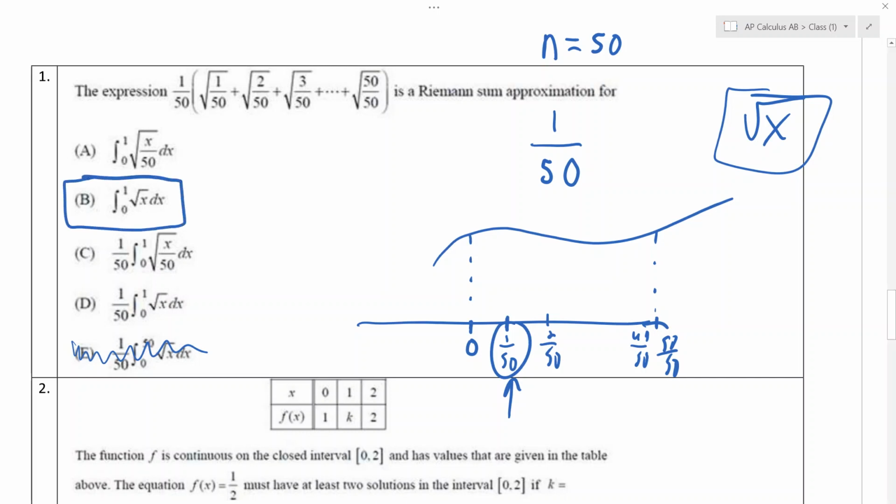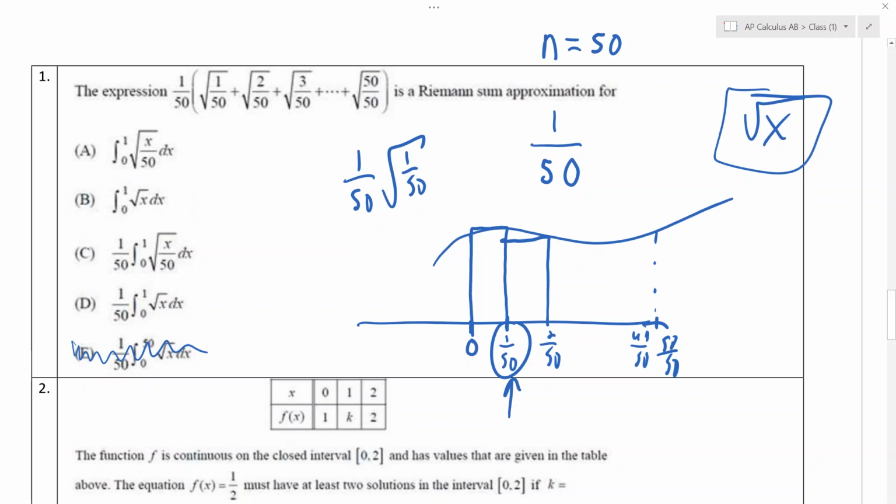It's not D because that 1 over 50 isn't part of the integral. Okay? If you were doing a right-hand sum here, it would look like this. Again, this does not look like root x, but my first rectangle would be 1 over 50 root 1 over 50, right? That's what's going on there. So, again, you could see they put these 50s into all these questions to mess with you, okay? That 50 is not in there. The 50 is just a consequence that I sliced it up into 50 pieces.